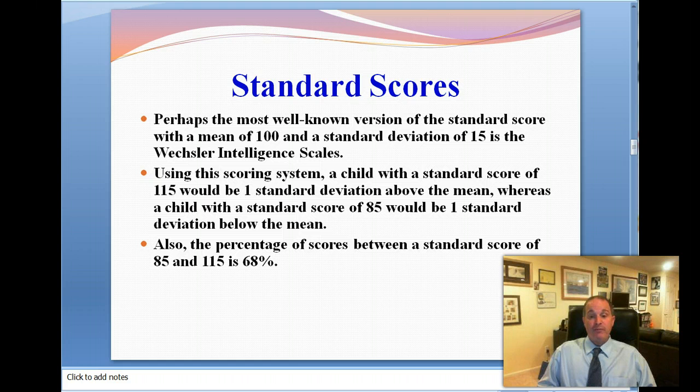And again, if you think of the normal curve, go back to the lecture on the normal curve, the percentage of scores between a standard score of 85 and 115 would be 68%, because 34% would fall between 85 and 100, and 34% would fall between 100 and 115. Again, if this is unclear, go back to the lecture on the bell curve and normal curve, and you'll see how this falls under the curve.